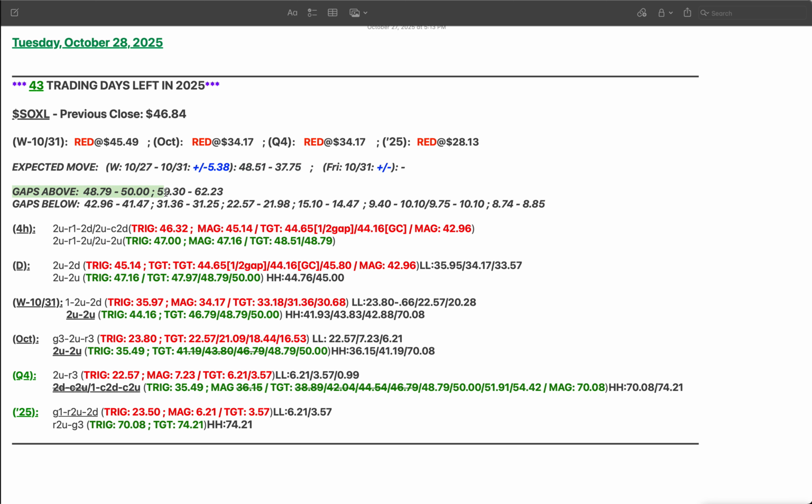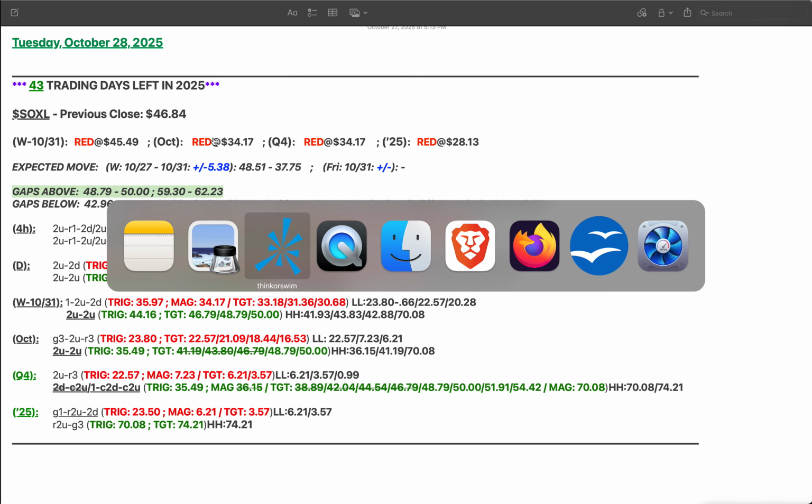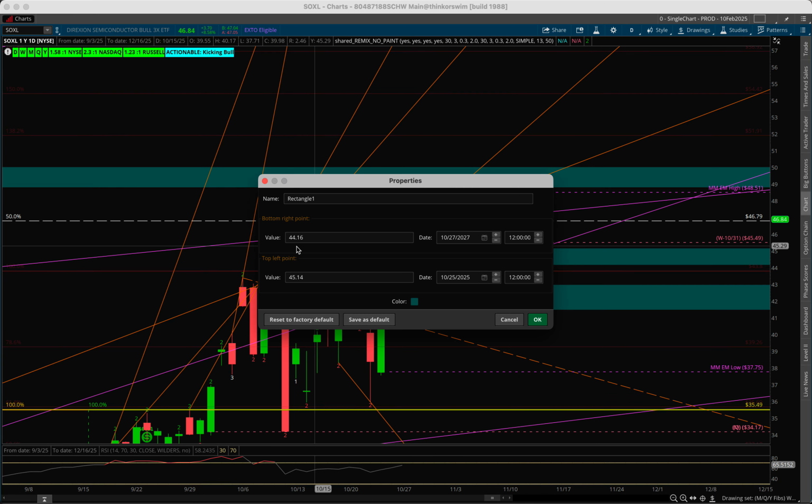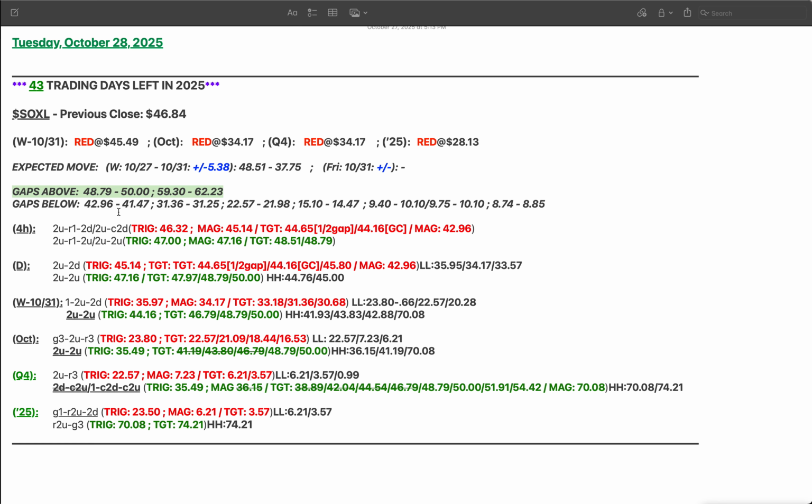But we do want to keep in mind where the gaps above are, right? Just as much as we want to keep in mind where the gaps below are, we want to keep in mind where the gaps above are. And actually, I do need to fill in this gap, all right? 45.14 to, there we go. So we know we've got our gaps above at 48 and 59 and gaps below at 45 and 42. So, in between a few gaps there.